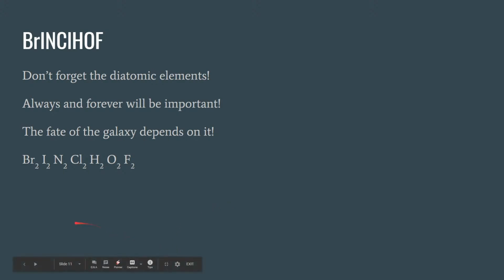So when we're talking about just iodine, we're talking about elemental iodine. We're talking about molecules of iodine. Likewise, nitrogen, chlorine, hydrogen, oxygen, fluorine, all of it. And bromine. None of the nonmetals really exist as just independent atoms, but these are the ones that exist as diatomic elements.